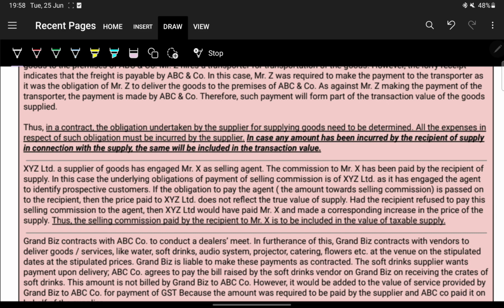So here what else have they given? Thus in a contract, the obligation undertaken by the supplier for supplying goods needs to be determined. All expenses in respect of such obligation must be incurred by the supplier. In case any amount has been incurred by the recipient, then the same will be included in the transaction value. This is very simple, right? We knew this, we have already discussed this. This example was simple.